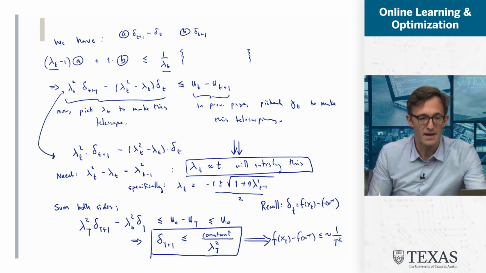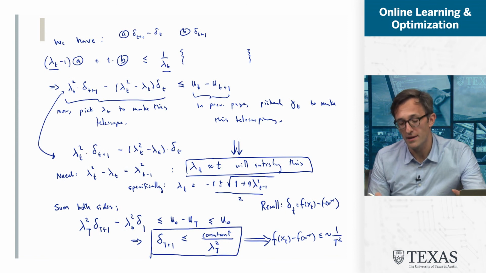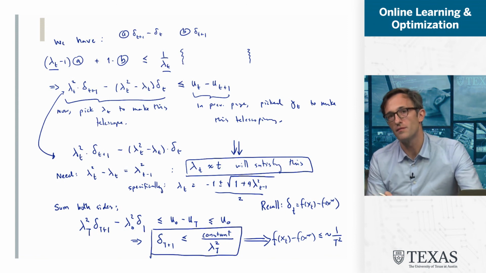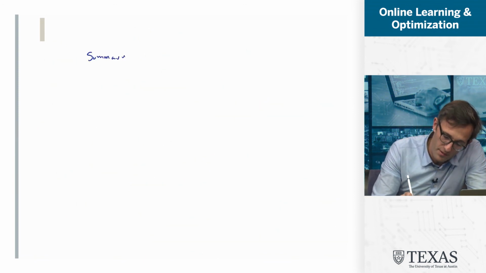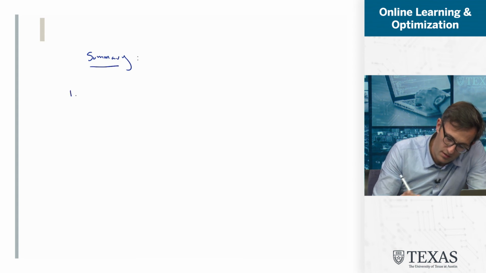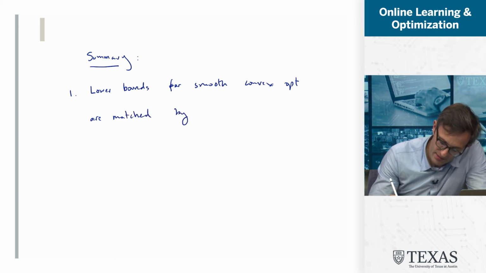So this concludes the basic outline of the proof. And we've now seen that the lower bounds are matched by accelerated gradient descent. The key thing that we needed for accelerated gradient descent was this concept of momentum. So to wrap up the session, we saw that the lower bounds for smooth convex optimization are matched by this idea of gradient descent plus momentum.